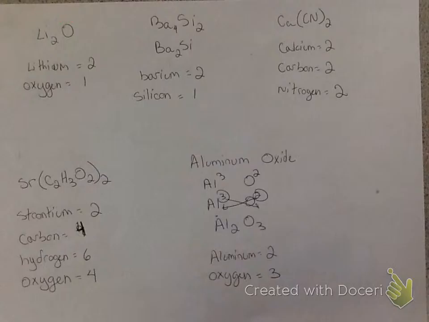Alright, so I look at my subscripts, these numbers that are next to them. So I have lithium is 2, so I know I have 2 lithium atoms. I don't have a number next to oxygen, so I know it's just a 1. We don't write 1s.